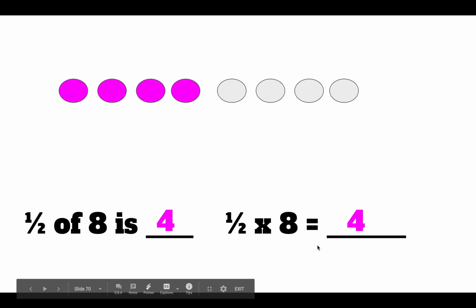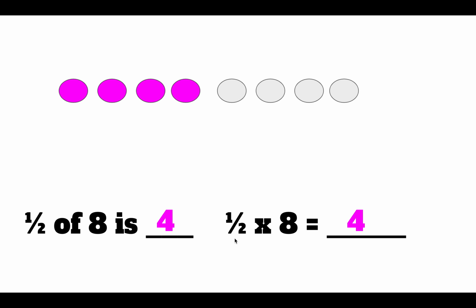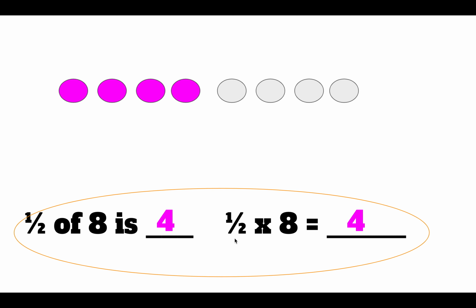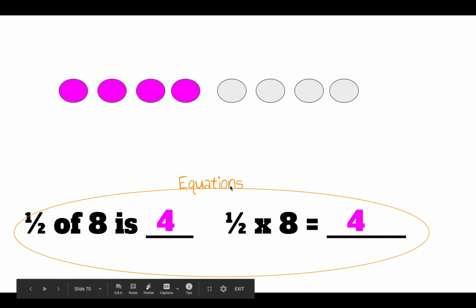And as you might remember from multiplying decimals, our answer is getting smaller because we're multiplying it by a fraction of half. Just as a reminder, these are called equations. Equations are number sentences.